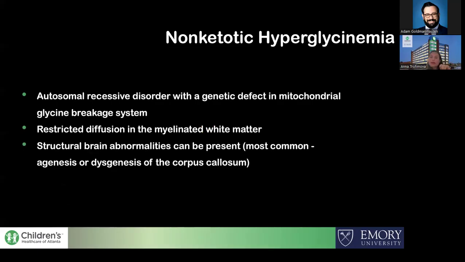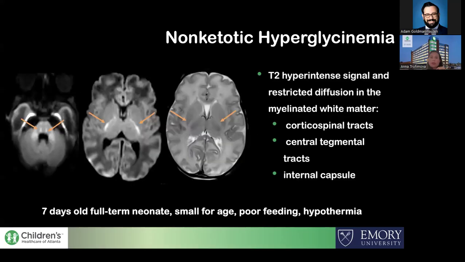Another devastating metabolic disorder that we can see in this group is non-ketotic hyperglycemia. This is a disorder with a defect in the mitochondrial glycine cleavage system. Again, there is a predilection to involve the myelinated white matter. Another thing that can be present on imaging is structural brain abnormalities, and one of the most common in this group is going to be dysgenesis of the corpus callosum.